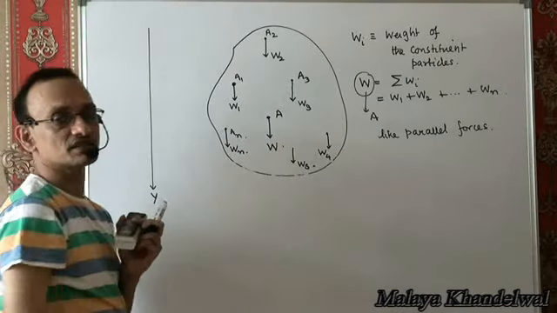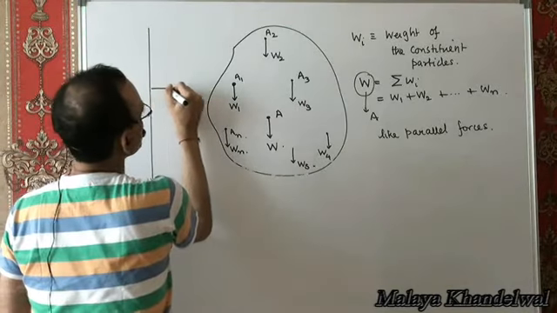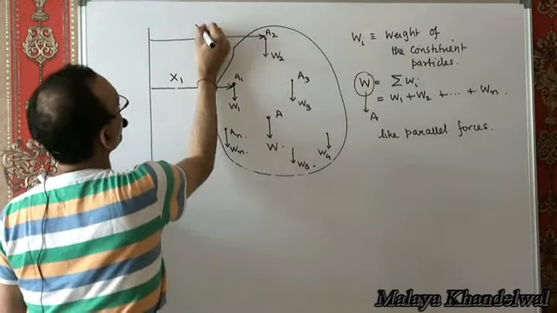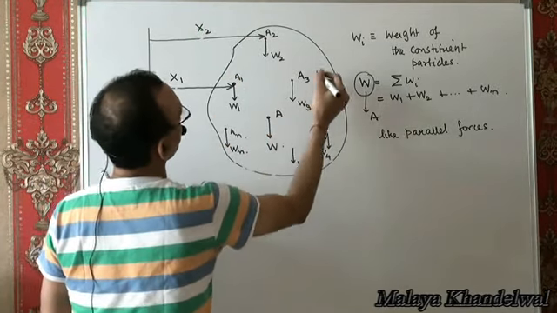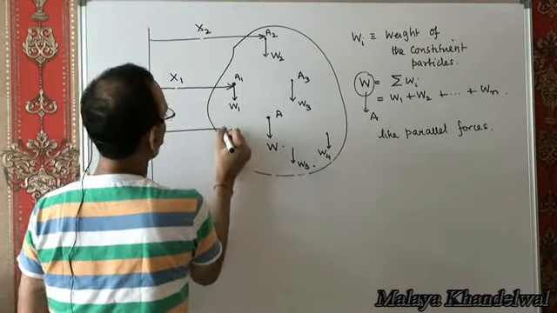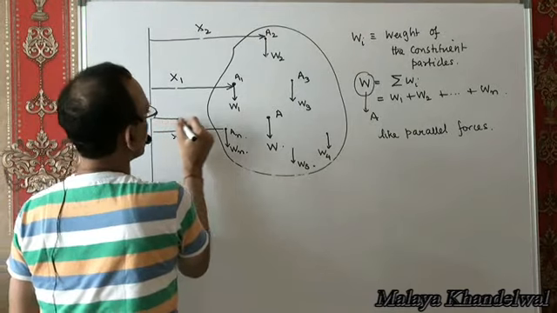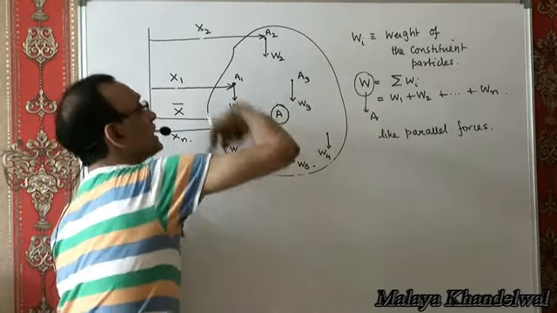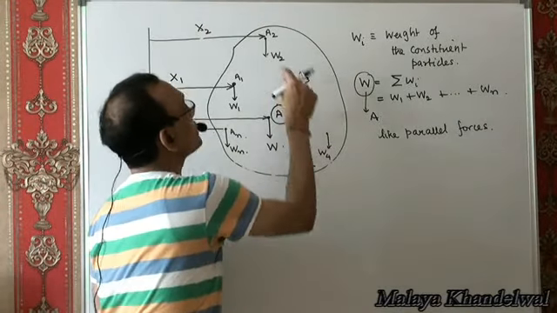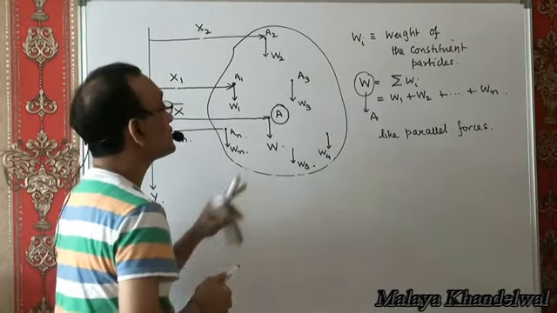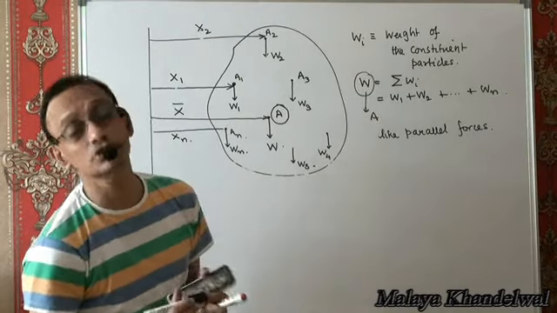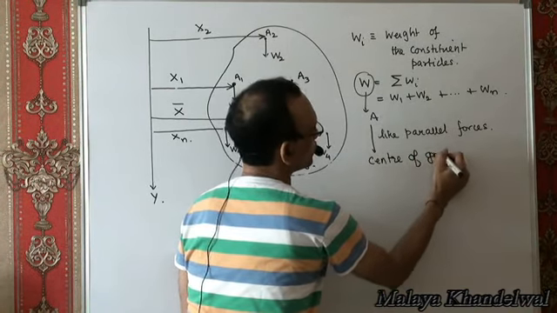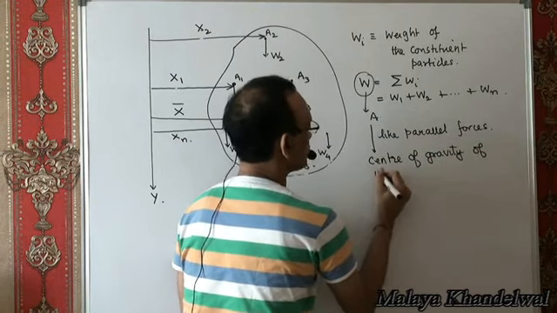And say this is my y-axis, and the distance of the y-axis from A1 is x1, from A2 is x2. These are the x coordinates of A1, A2, A3, An, up to xn. And x bar is the x coordinate of A. This is my equivalent particle. It replaces this collection of particles by one single particle whose weight is the sum of the weights of these constituent particles. This particle is called the center of gravity of the system, of the collection of particles.